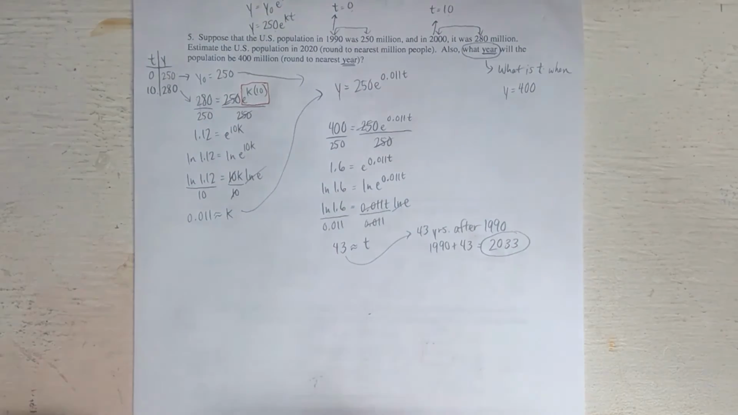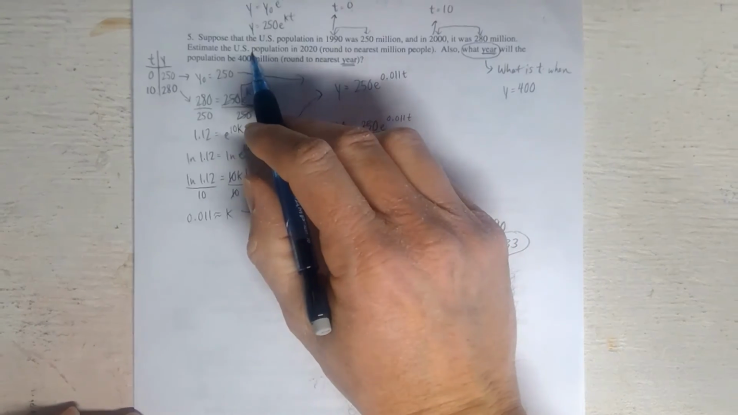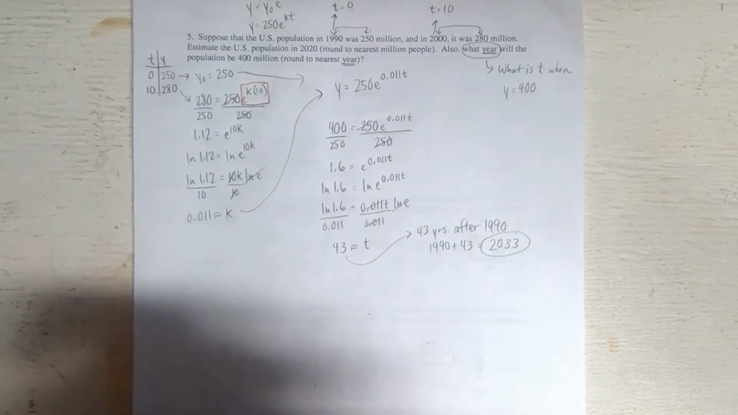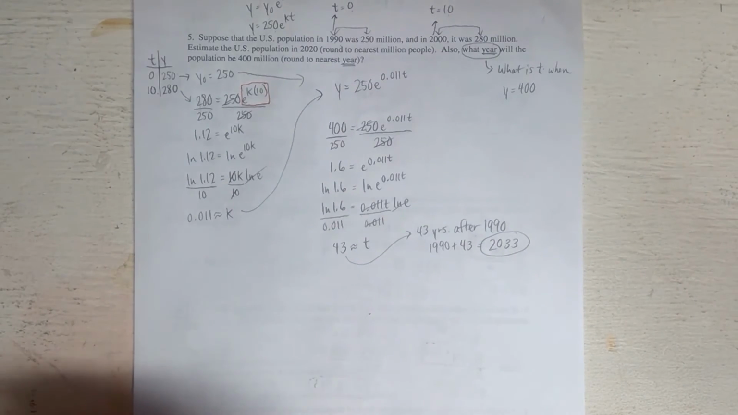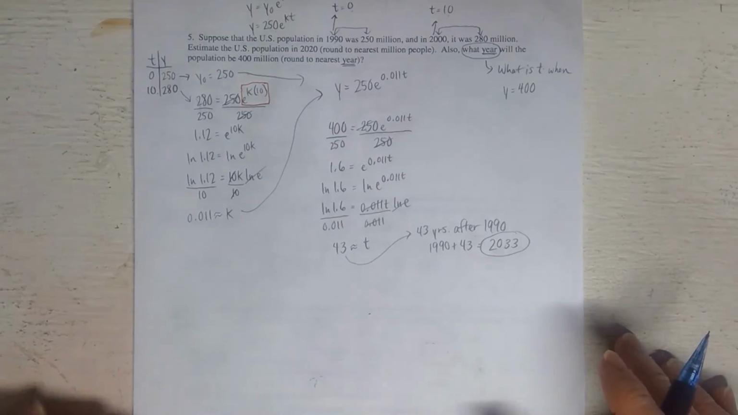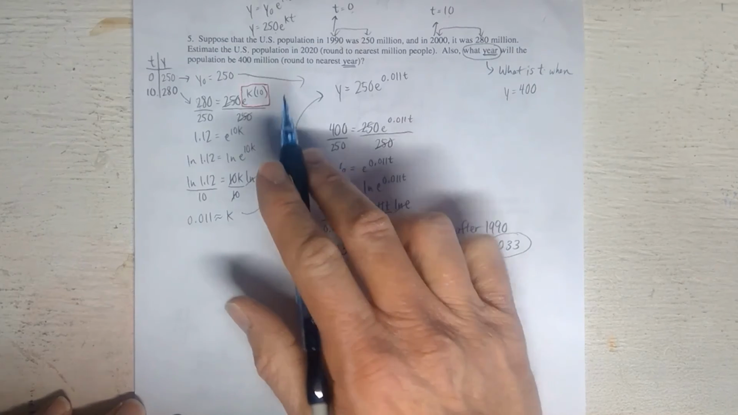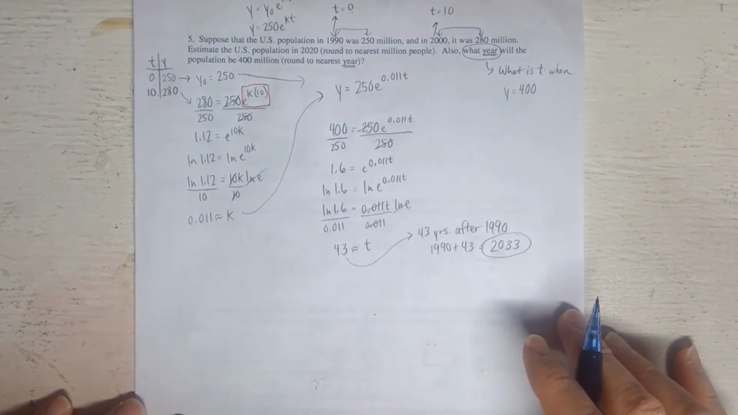But as you're going to see here, as I now estimate the population in 2020, and since I'm doing this video in the year 2020, we can actually figure out if this next answer is accurate or not. That kind of makes it interesting. All right, so let's do that. It says estimate the U.S. population in the year 2020.